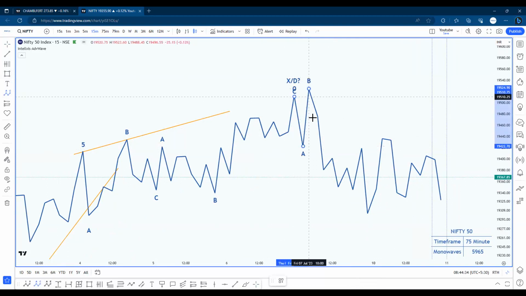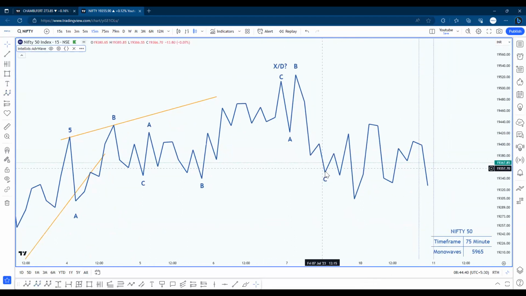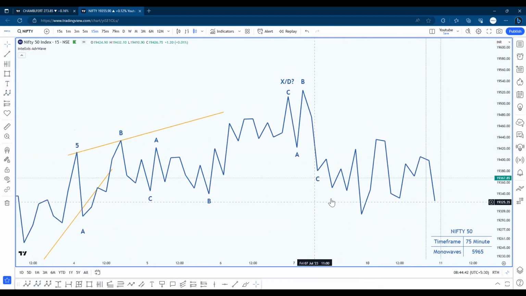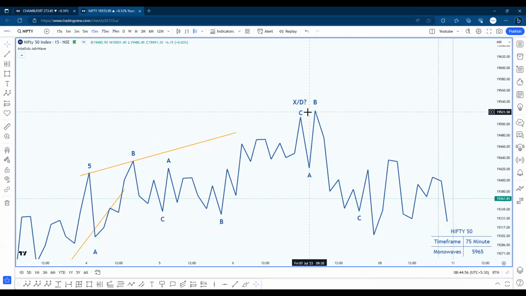That becomes my wave B. Now wave C, where should I put my wave C, over here, or here? If I put my wave C over here because of this rise and engulfing mono wave, then when I compare A, B and compare with C, it is completely weird behavior over here.